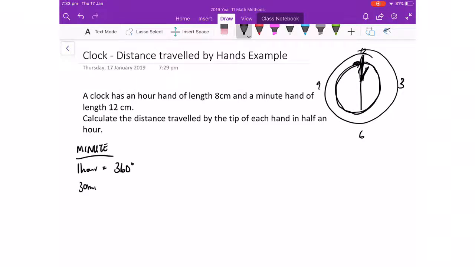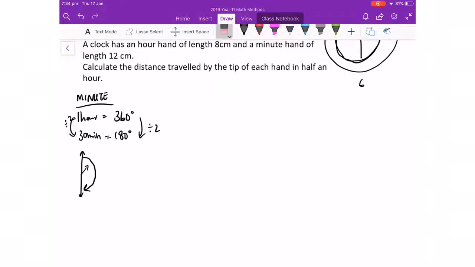Half an hour is half of that, so you divide both sides by 2 and you get 180 degrees. That's how many degrees it has moved. If this is my minute hand, I want to figure out how far it has moved from 1 o'clock to 1:30. Think of it like a semicircle. Let me try to draw a better picture for you. So it has traveled 180 degrees.